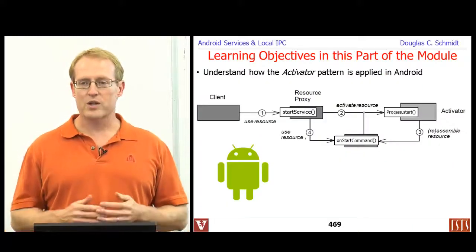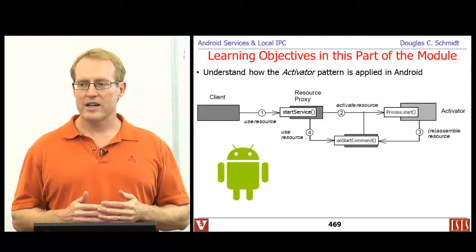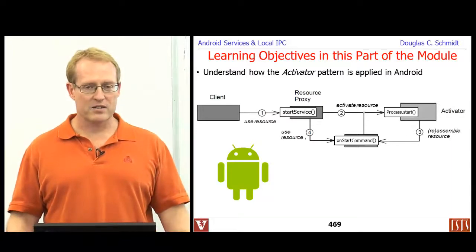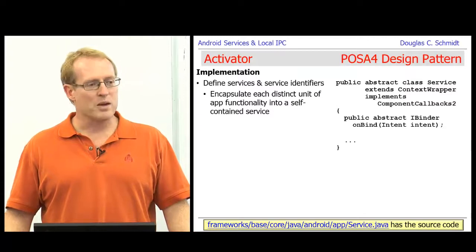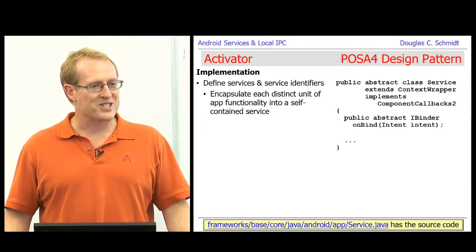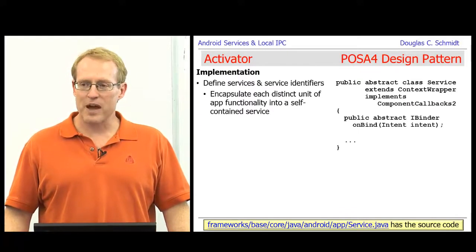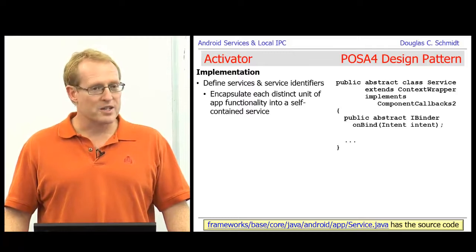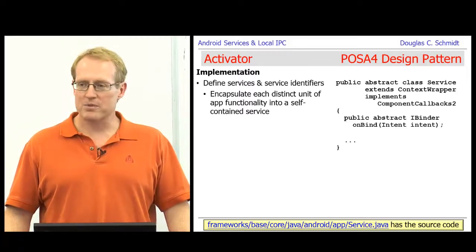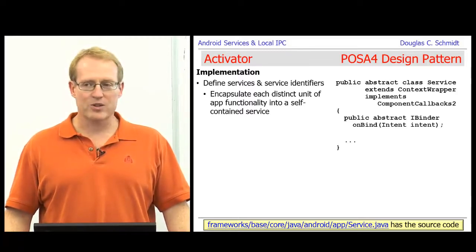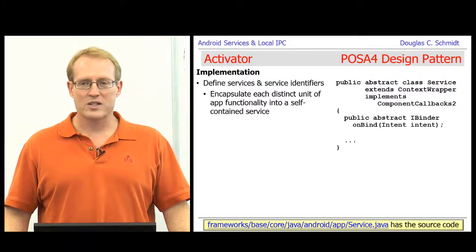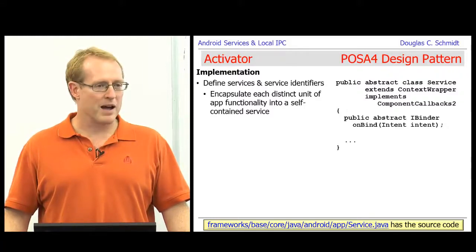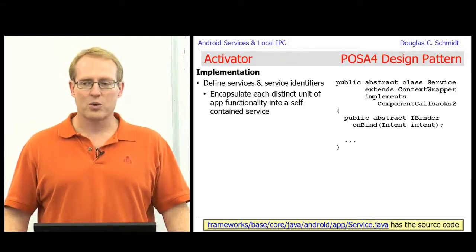So what we're going to do here is talk about how the activator pattern can be applied in the context of Android, or how Android applies the activator pattern. As you may remember from our last discussion, the activator pattern participants and the structure map very, very nicely onto Android capabilities. And as we start talking about the implementation steps in the activator pattern, once again, it's remarkable how many of these things map kind of one-to-one onto what Android does.